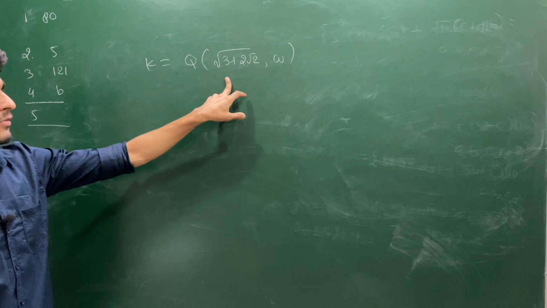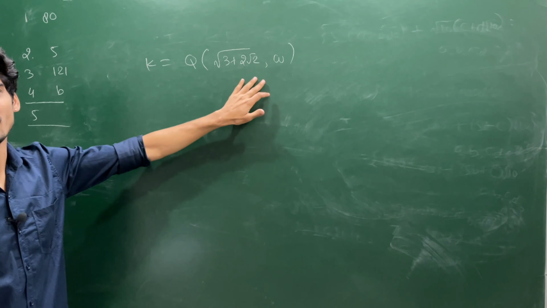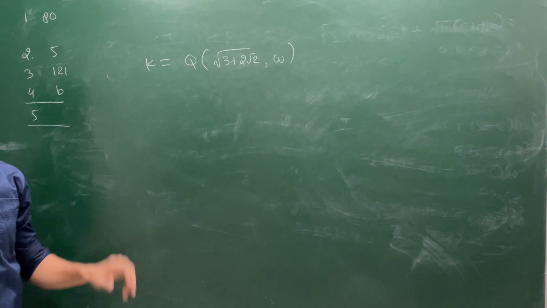So this is your number field. Number field is a standard name for this structure. You need to find the degree of this extension over Q.